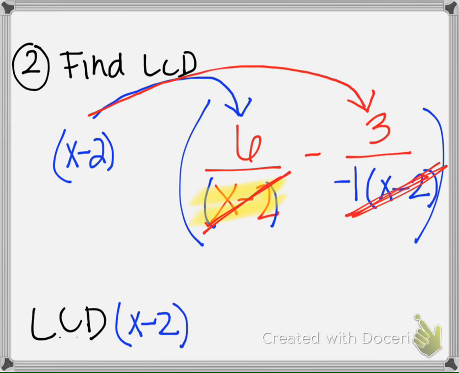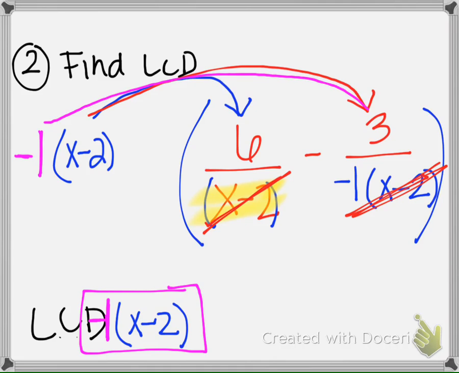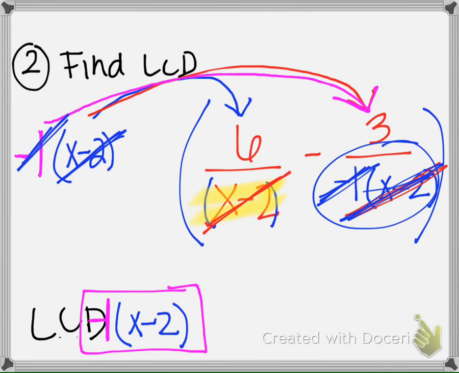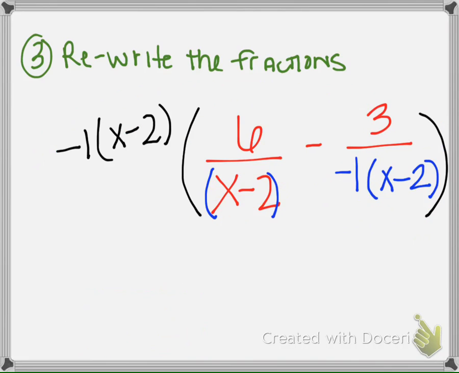So we need to make sure that we have a negative 1. So we're going to put a negative 1 here. And this is our common denominator. So we need a negative 1 out here, so that way when it's distributed here, we would have this cancel out with this, and this cancel out with this, so that this denominator will cancel out. So we need this negative 1 there.